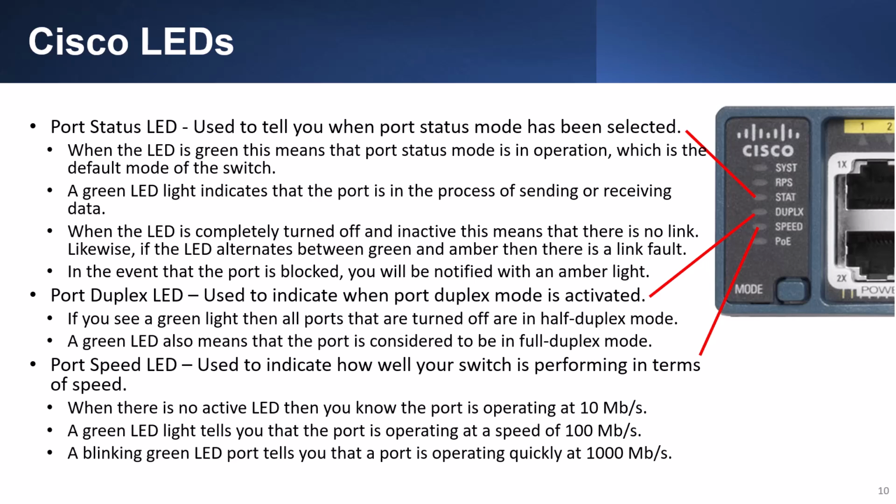Port Speed LED is used to indicate how well your switch is performing in terms of speed. When there's no active LED, then you know the port is operating at 10 megabits per second. A green LED light tells you the port is operating at a speed of 100 megabits per second, and a blinking green LED port tells you the port is operating quickly at 1000 megabits per second.